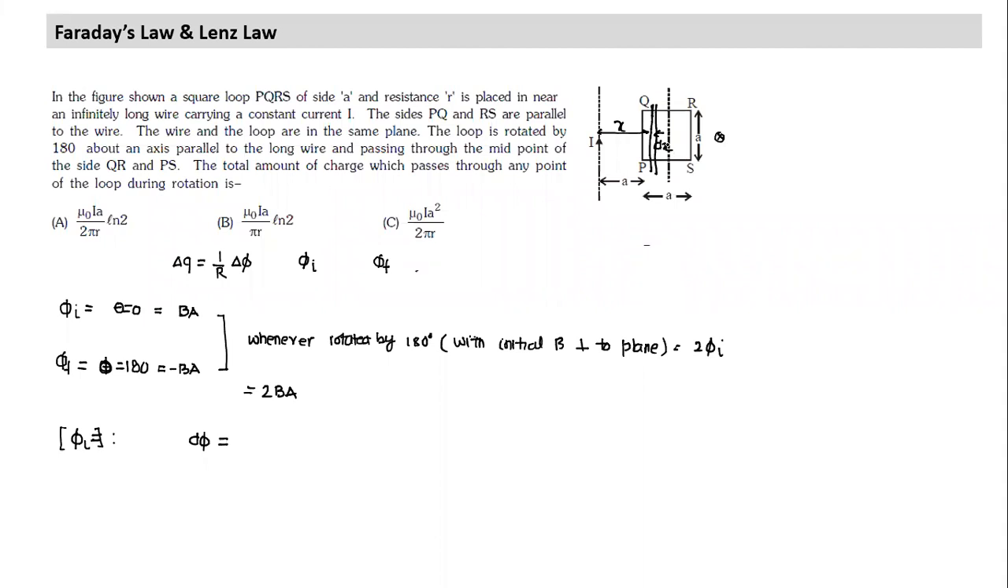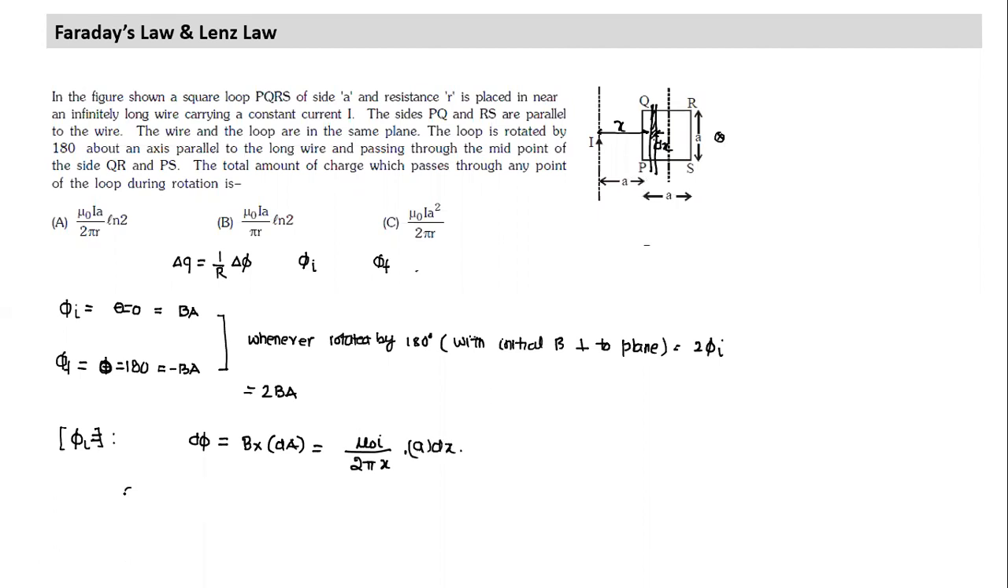What is d phi in this case? cos theta is equal to 1 because the field is perpendicular to the plane of the loop. So d phi will be B into area. What is B at a distance x? B at a distance x is equal to mu naught I divided by 2 pi x. And what is the area here? This side is A and the width is dx, so this will be A into dx. That's the flux for the small strip.